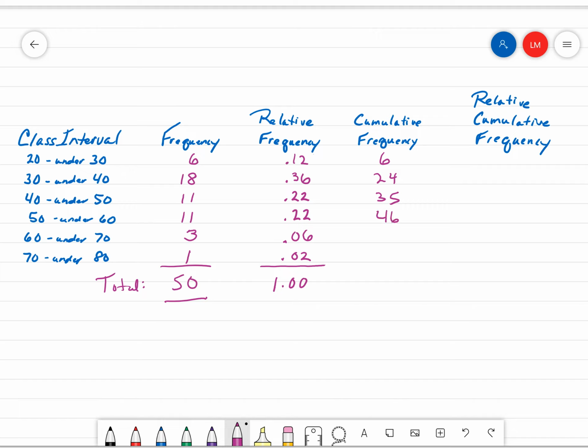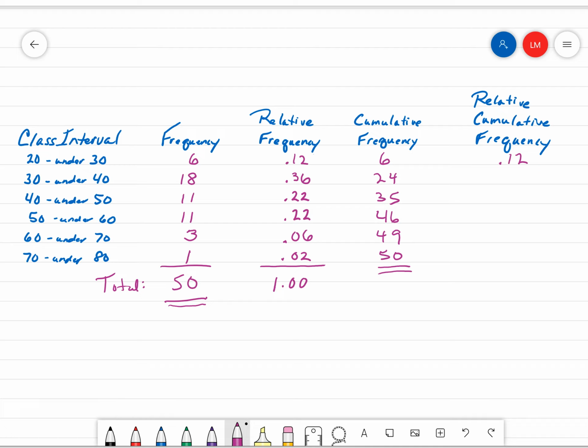So we're just adding these frequencies up. So the next one would be 6 plus 18 plus 11 plus 11 plus 3, which is going to give us 49. And then you should end up with 50, and that ends up being the same as our total. Then moving on to get the relative cumulative frequency, you take 6 and divide it by 50. That gave us the same as our relative frequency.